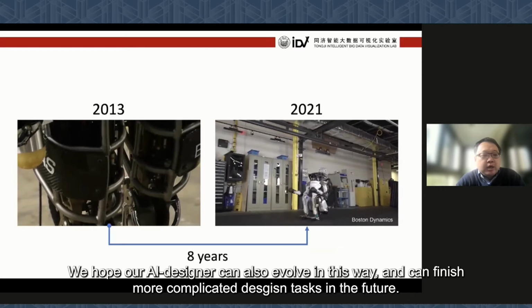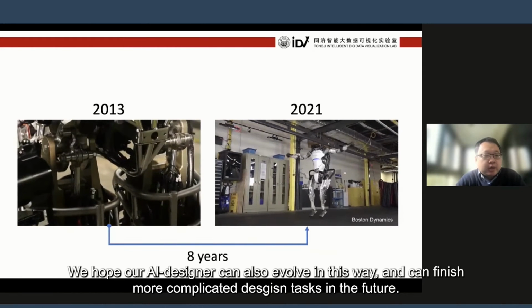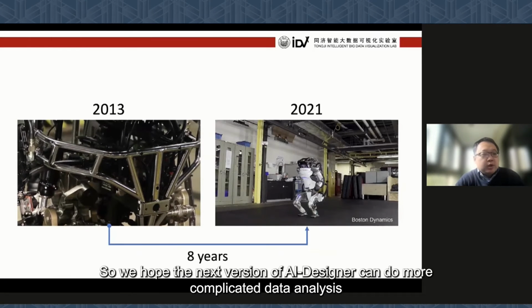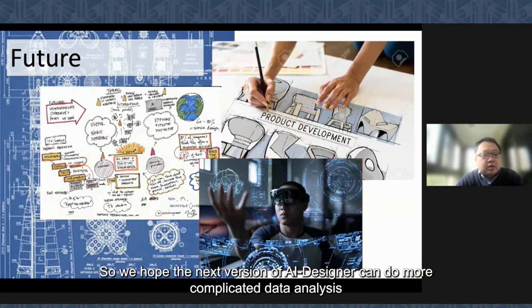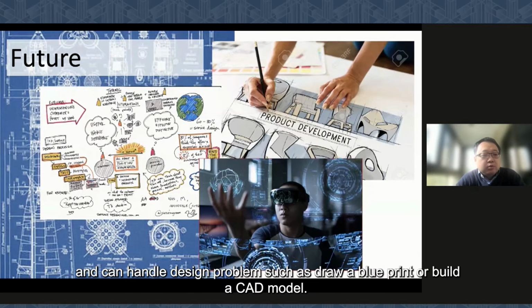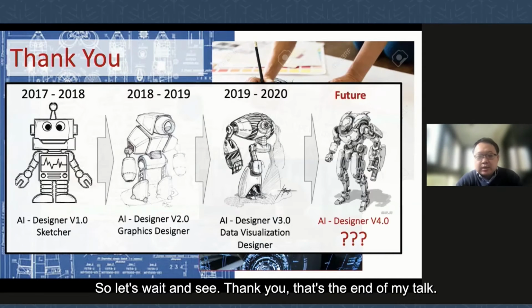So we hope our AI designer can also evolve in this way and can finish more complicated design tasks in the future. So we hope the next version of AI designer can do more complicated data analysis and generate more precise design results, and can handle design problems such as draw blueprints or build a CAD model. So let's wait and see. Thank you. That's the end of my talk.